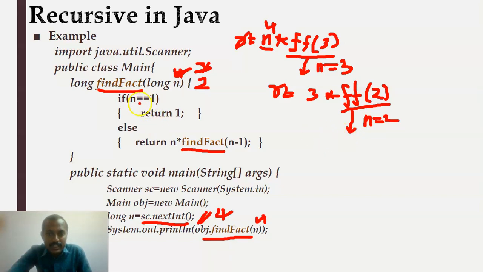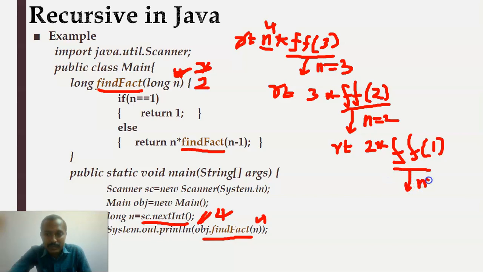2 equal to 1: the condition is false. So the else part executes, and once again the return statement is executed. Return n, where n is 2: 2 star findFact of 2 minus 1, that is 1. If you know the value of findFact of 1, then only can we return this statement. Now findFact of 1 is called, with n value 1 passed. So once again we call this function with value 1.